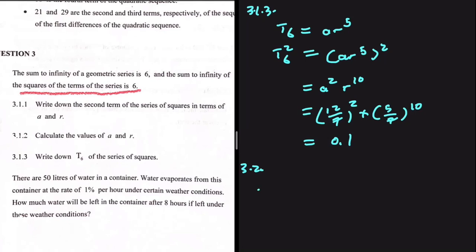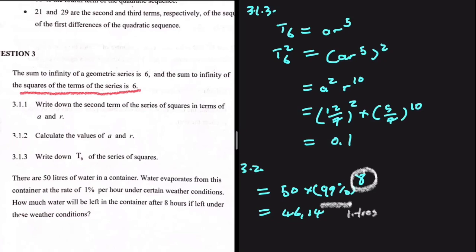So the amount of water that is going to be left after 8 hours will be equal to 50 multiplied by 99% to the power of 8, which is equal to 46.14. In an hour, we are left with 99% of the water because it is evaporating at a rate of 1% in an hour. But we have 8 hours, hence that 8 is up there. We are left with 46.14 liters of water.